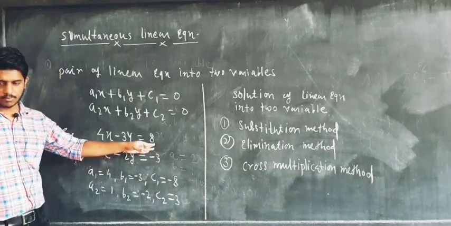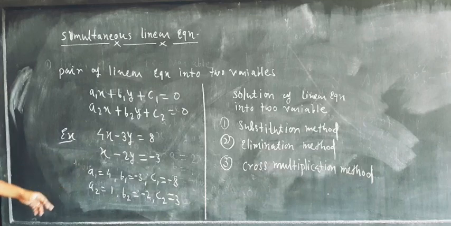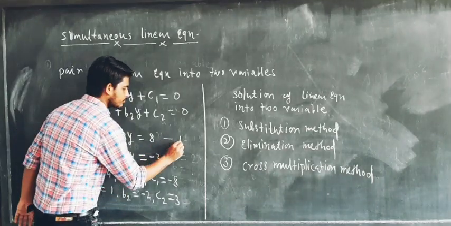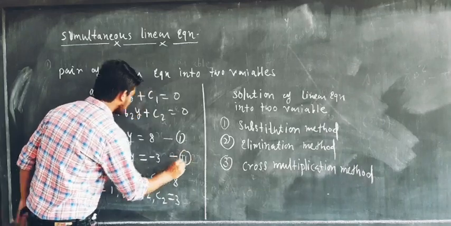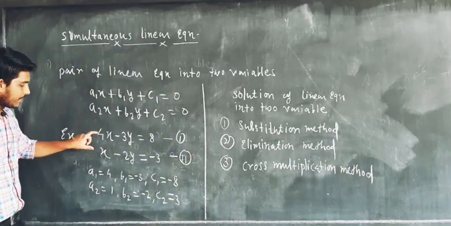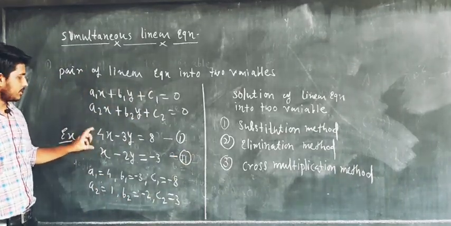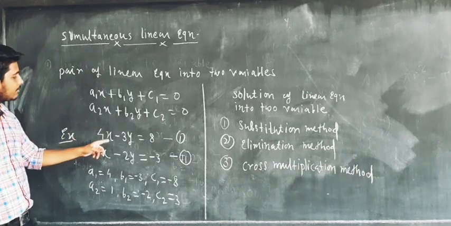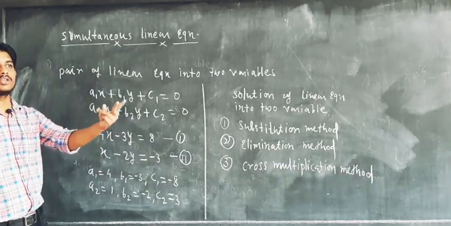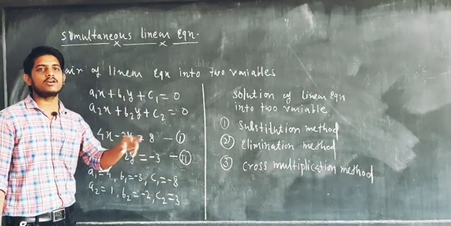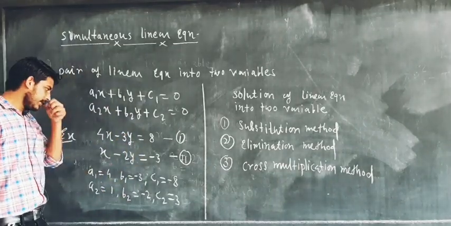Okay. So there is one example I have given here: 4x minus 3y equals 8, this is equation number 1, and x minus 2y equals minus 3, equation number 2. These are the two equations. So now it is a pair of linear equations in two variables. There are two variables, x and y, and I have two equations. That's why we say it is a pair of linear equations in two variables.